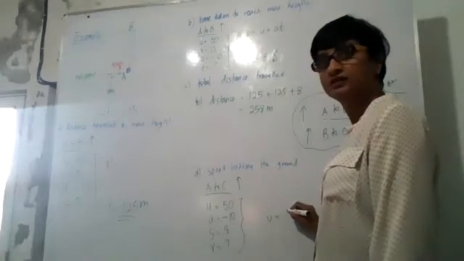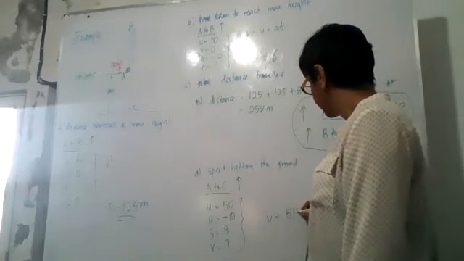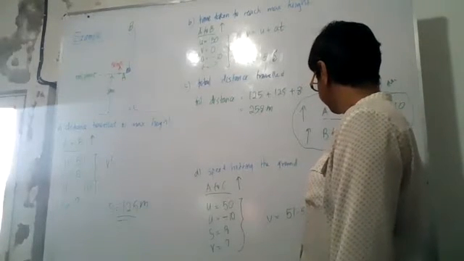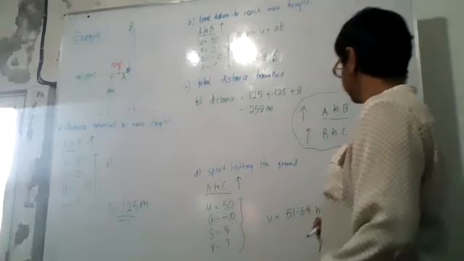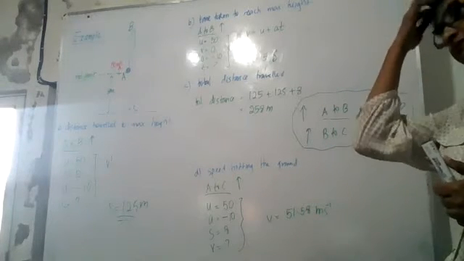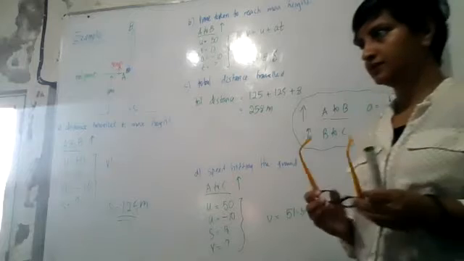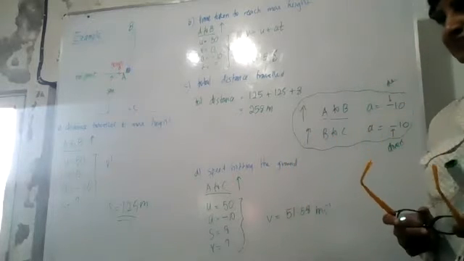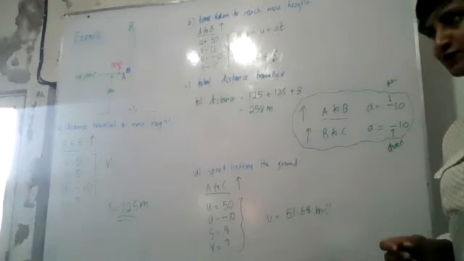C is 51.58. Just a second. Okay, Mihir? Now you are okay. So earlier you were not okay.